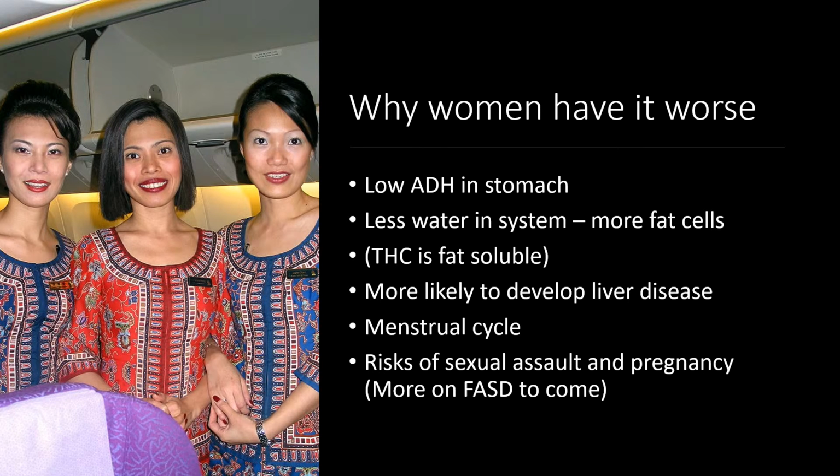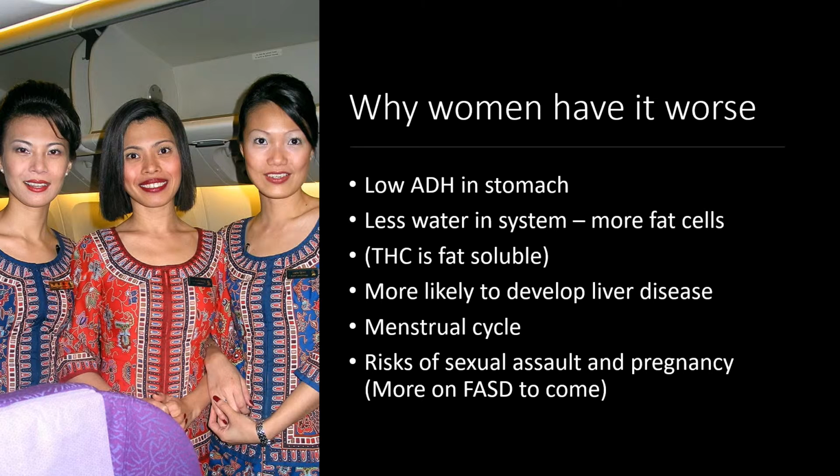Women are affected by alcohol more than men. They have lower alcohol dehydrogenase in the stomach, meaning that more alcohol moves through the stomach and into the intestine. They have less water in their system, more fat cells, and as a result, the alcohol is not diluted as much. It will be interesting to see in the future as more and more people are smoking marijuana. Marijuana is fat soluble, and so women seem to be affected more, have more ability to smoke marijuana without being affected or showing the signs.